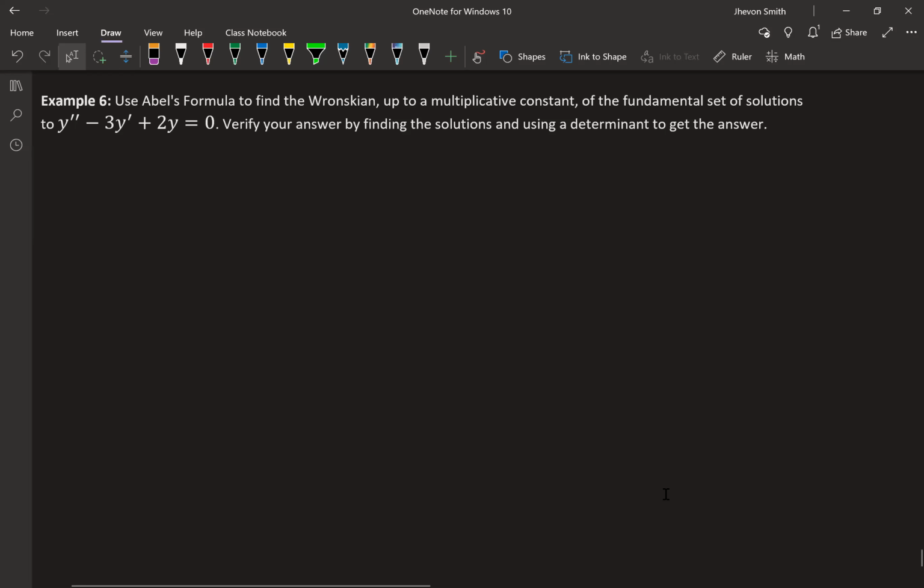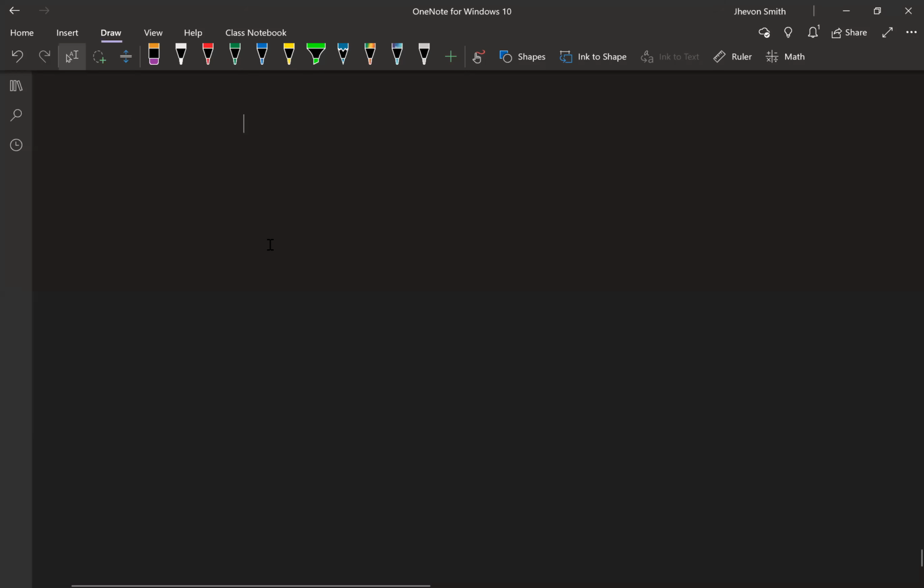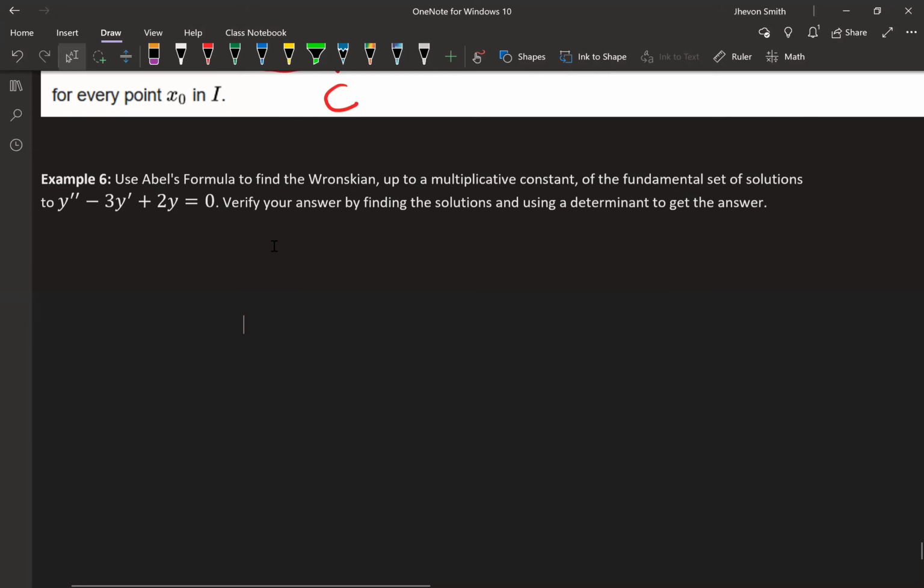So let's use Abel's formula to find the Wronskian up to a multiplicative constant of this guy. And I'm going to verify my answer using the straight up determinant, okay? And that's how we're going to end this section.